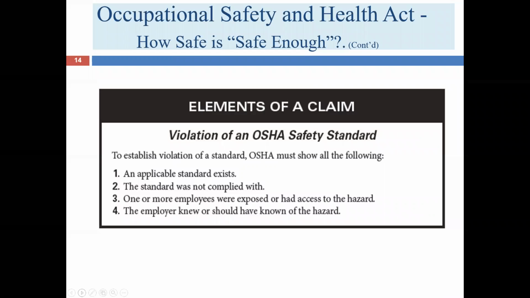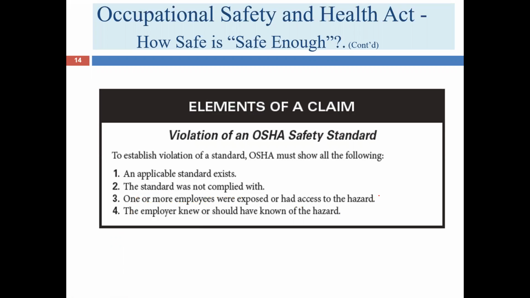Let's look at what needs to be proven for there to be a violation of a safety standard. So this is what OSHA would need to prove against a particular employer. OSHA would have to show that an applicable standard exists, and of course one of those standards is going to be the general duty clause. OSHA would have to show that the employer did not comply with the standard, and also that one or more employees were exposed to or had access to the hazard.